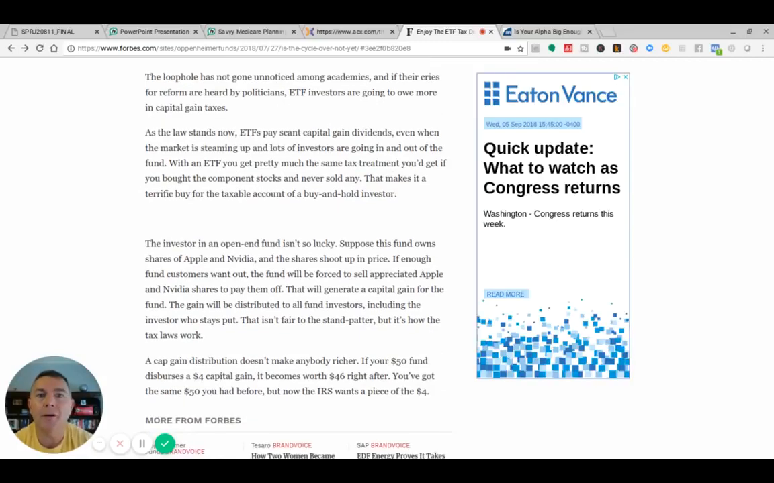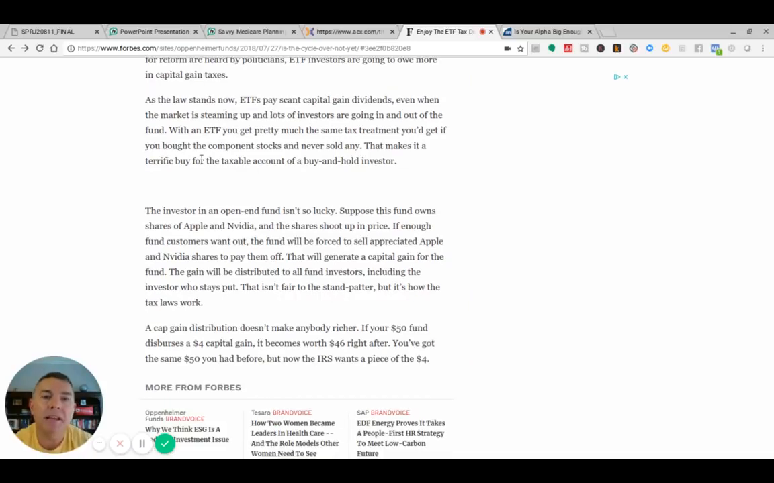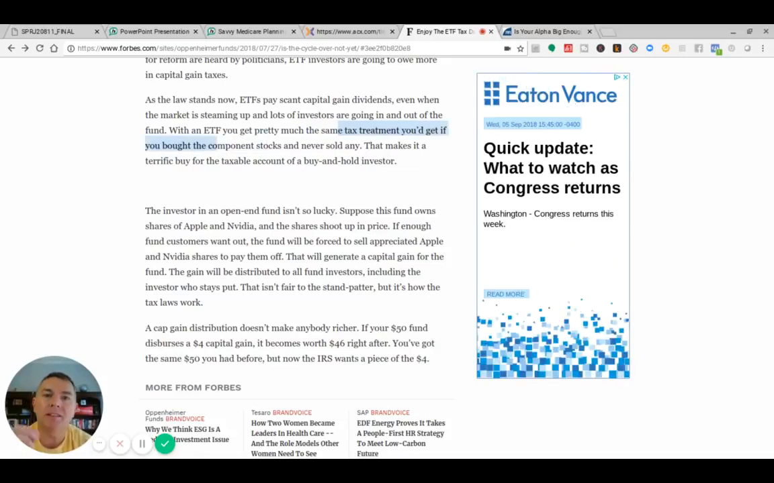As the law stands now, ETFs pay scant capital gains. I don't know why it says capital gain dividends. I don't get that. I shouldn't say dividends because it does pay dividends, but just scant capital gains. Even when the market is steaming up and lots of investors are going in and out of the fund. With an ETF, you get pretty much the same tax treatment you get if you bought the component stocks and never sold any. My friends, understand that. With an ETF, it's like you own the individual constituents in the fund and never sold them. The only thing you have to pay is dividends.